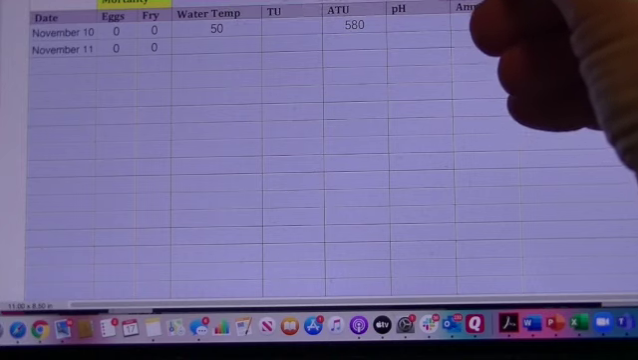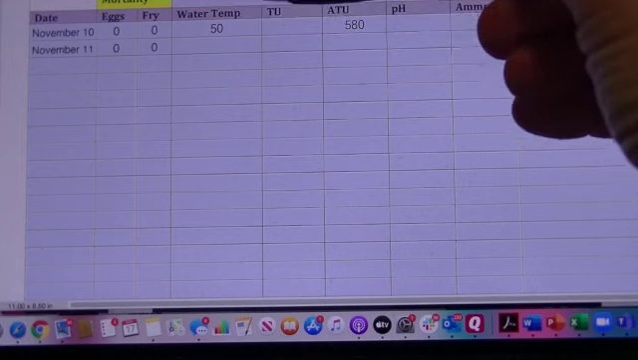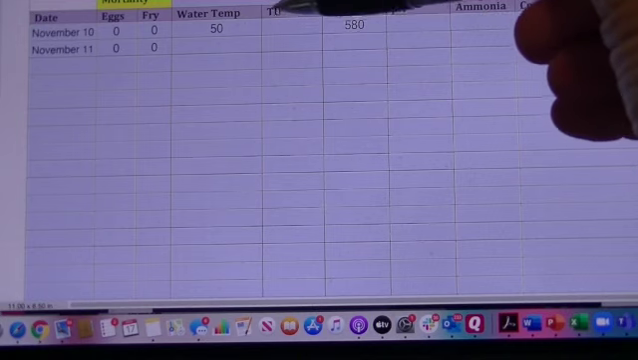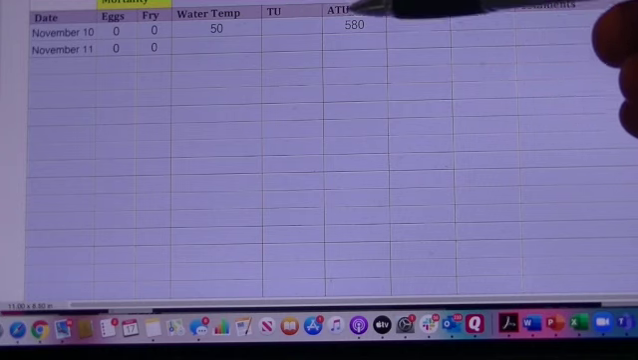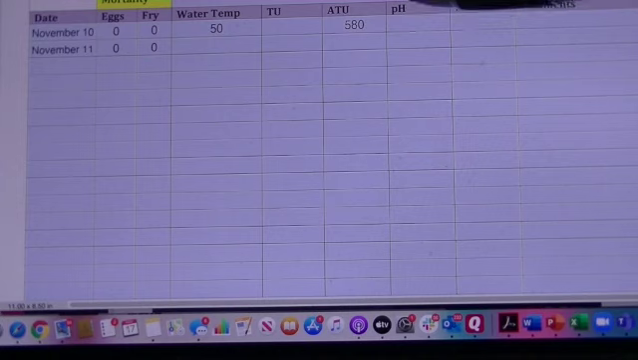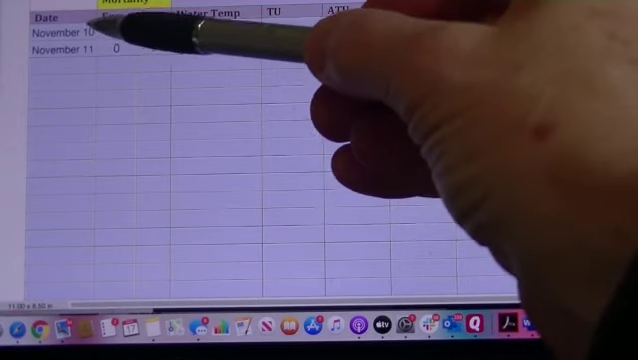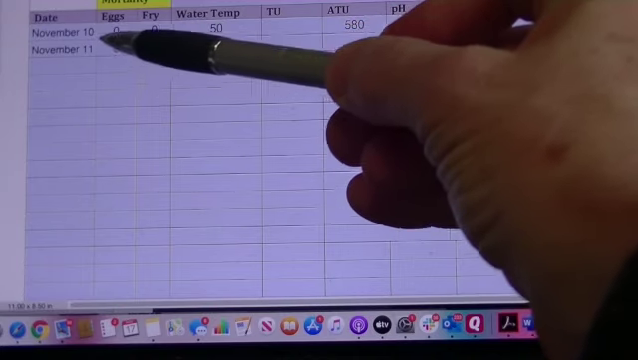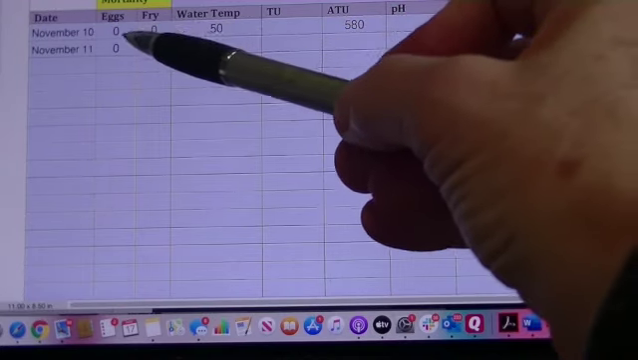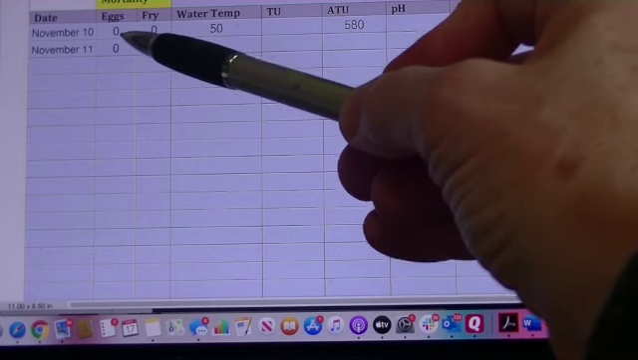Every day we need to record the water temperature because that will help us determine the temperature units, and I'll be showing you what the temperature units are in just a minute. And then our accumulated temperature units. Each day we'll also need to record the pH balance, the ammonia, and any kind of comments. So November 10th is the day that we picked up the eggs from the Fish and Wildlife Department. So you can see we had 300 eggs, but no eggs died.